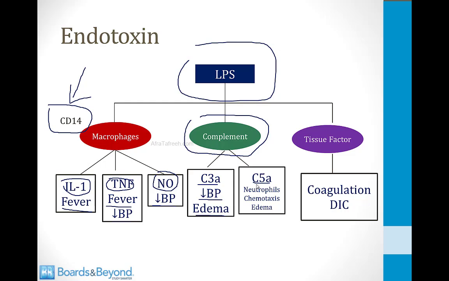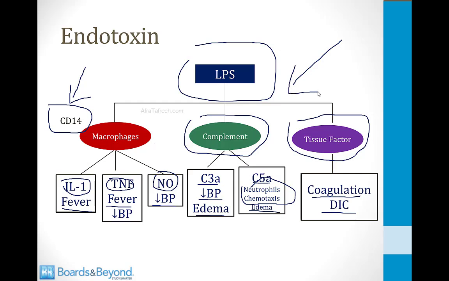C5A is also an anaphylotoxin, and it can draw in neutrophils by chemotaxis, and it can also cause edema. And then finally, endotoxin has been shown to directly activate tissue factor, and this can lead to coagulation problems and disseminated intravascular coagulation. So make sure you understand this very important tie-in between bacterial infections and endotoxin and immunology.